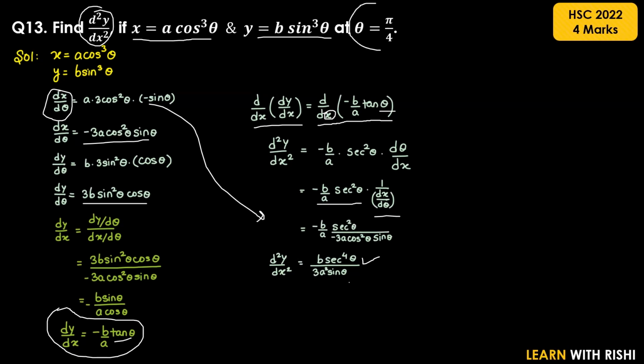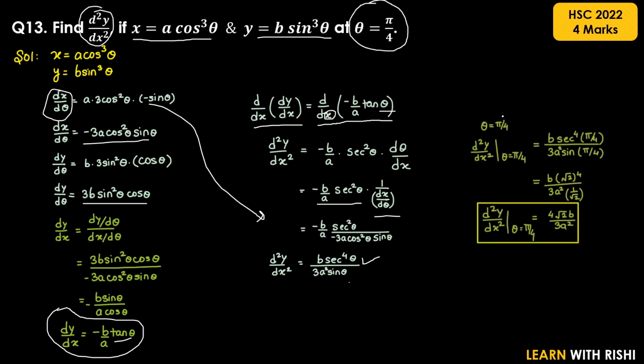Now we have to find, at theta is equal to pi by 4, what will be the value of d2y by dx2. So we'll substitute theta is equal to pi by 4. b sec raised to 4 pi by 4 upon 3a square sin pi by 4. Sec pi by 4 is root 2, so b root 2 the whole raised to 4. 3a square sin pi by 4, which is 1 upon root 2. So root 2 the whole raised to 4 means root 2 multiplied by root 2 into root 2 into root 2, so that will be 4. So 4, and this root 2 will come in the numerator. So 4 root 2 b upon 3a square. This will be your final answer. So this is a PYQ of 2022 asked for 4 marks.